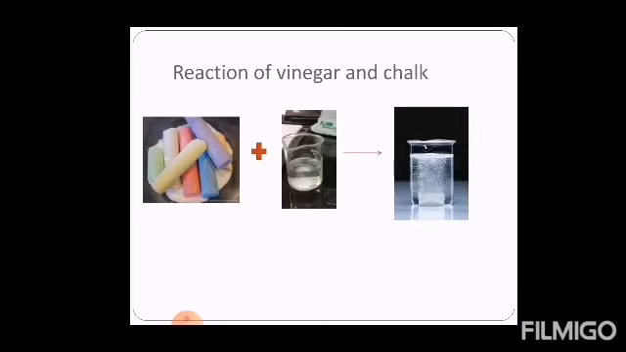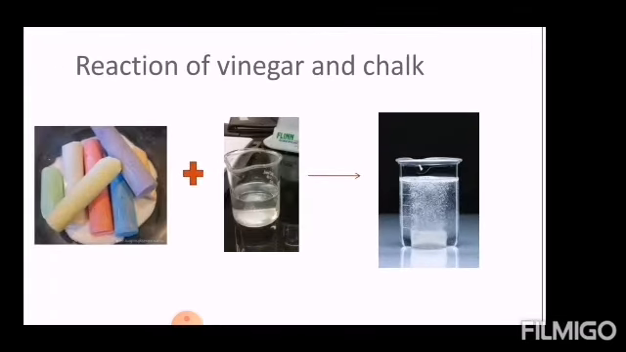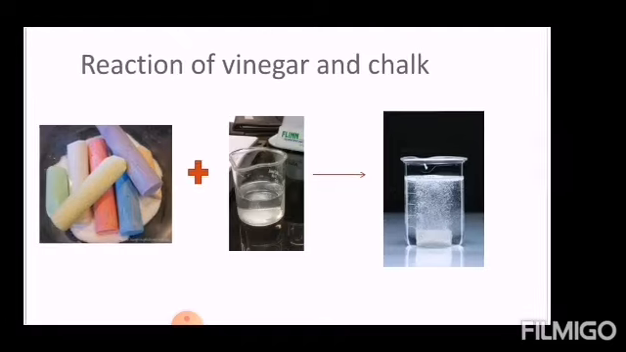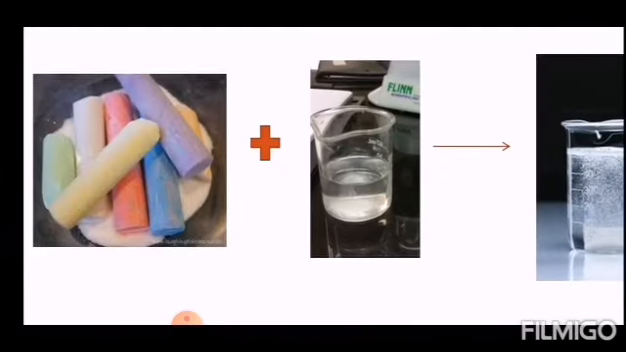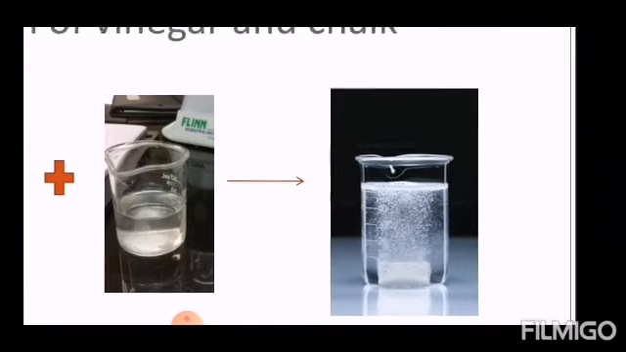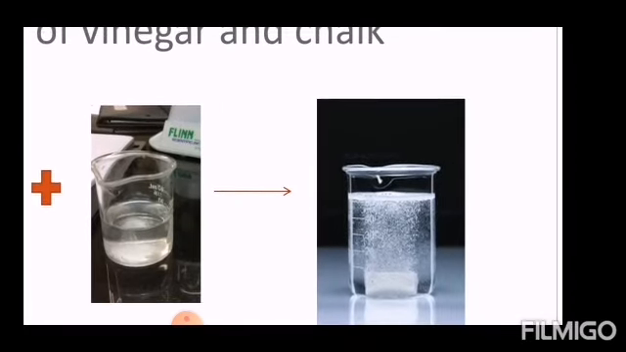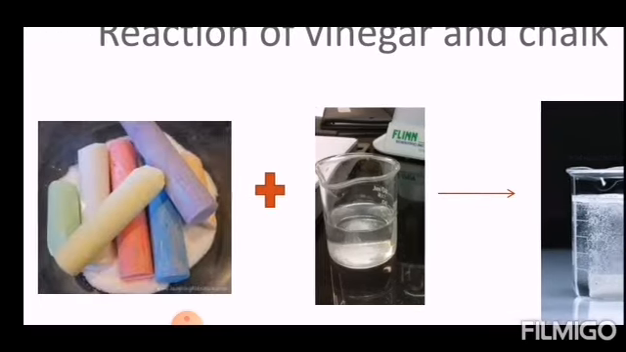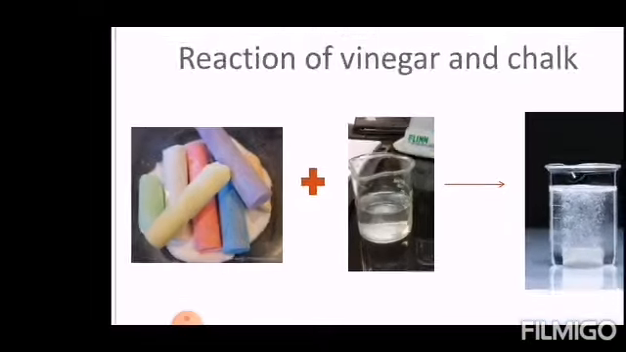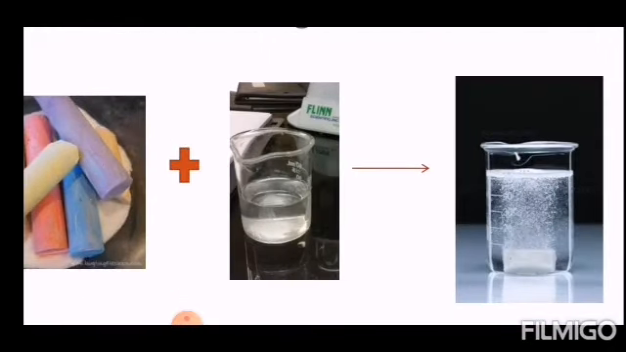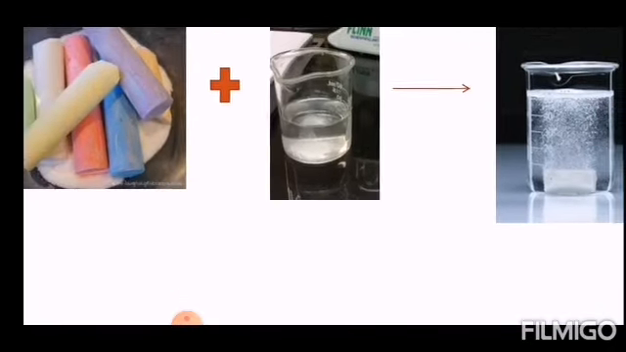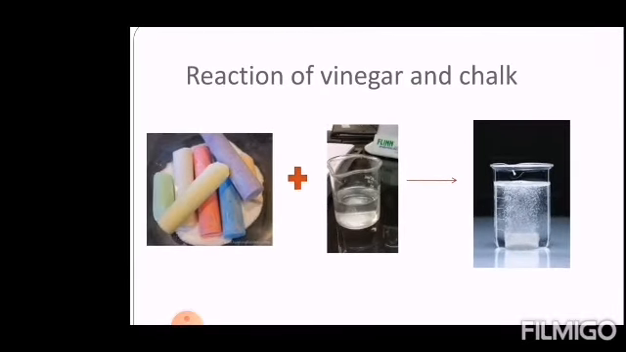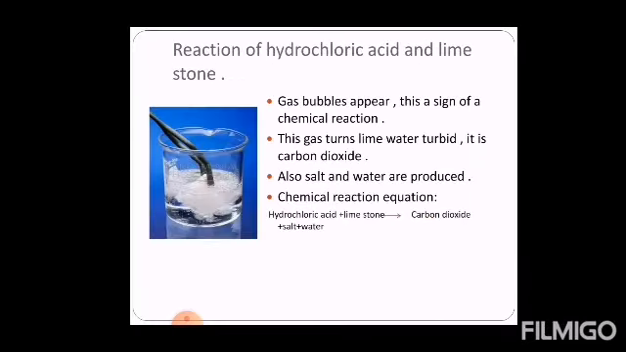I will give you an example. The reaction of vinegar and chalk, and you can try it at home. You can mix chalk with vinegar. When we mix the chalk with vinegar, we will notice that gas bubbles appear immediately. This is a sign that a chemical reaction takes place between vinegar and chalk. So the release of gas bubbles means that there is a chemical reaction that takes place between chalk and vinegar.